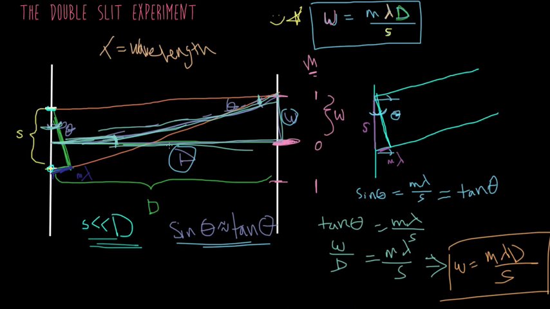There's a different formula for the single slit experiment. Don't use this one for single slit, only use it for double slit.